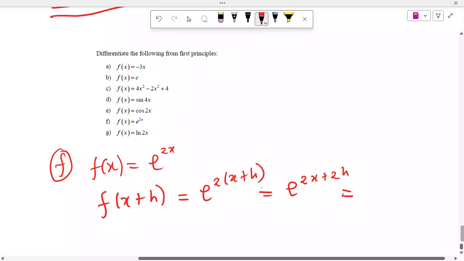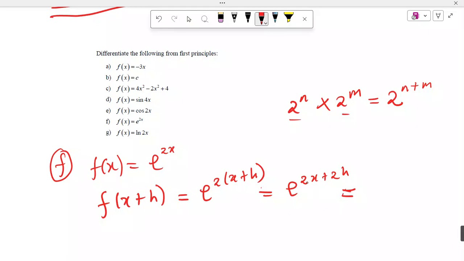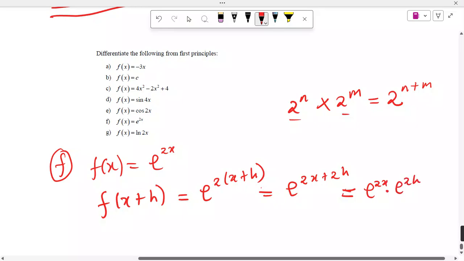And there are those who know from the laws of indices that if I'm multiplying numbers, I mentioned it earlier. So for example, 2 to the power n, you are multiplying it by 2 to the power m. The bases are the same, so you are adding the powers, n plus m. Okay, hope there are those who remember. So meaning this, you've seen there is this part added to this part. This is the same as e to the power 2x multiplied by e to the power 2h. Okay, so hope there are people who remember.